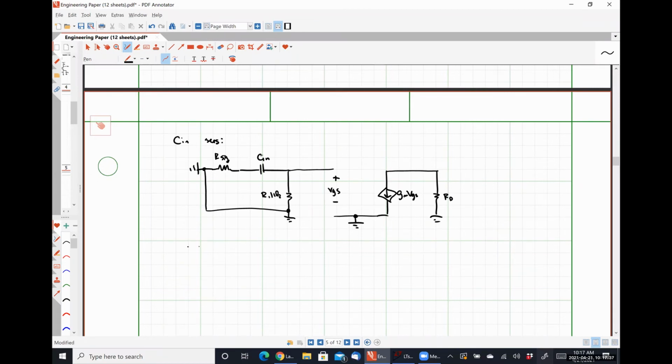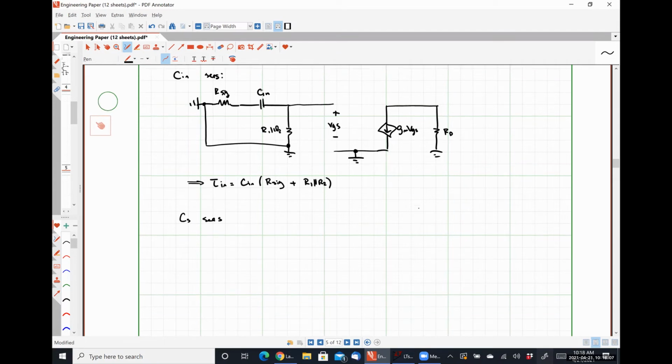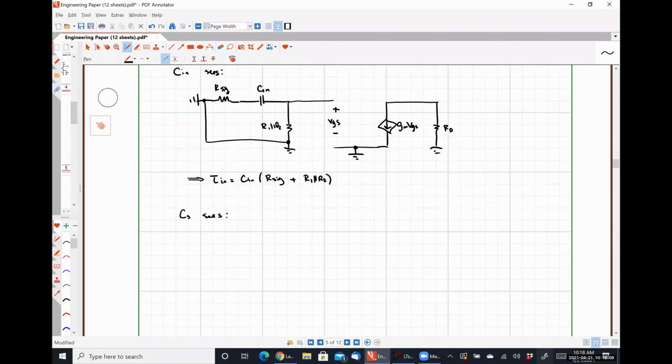So from that, our time constant, and I'm just going to call it tau n, is going to be Cn times R sig plus R1 in parallel with R2. Our capacitor Cs sees something a little bit more difficult.